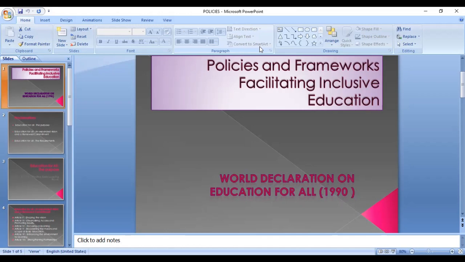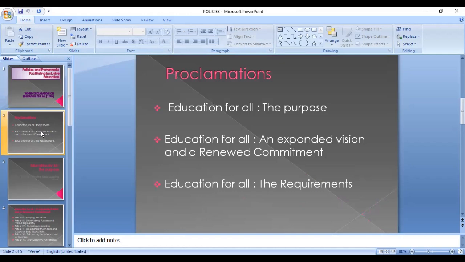It comes under international declarations. So these are the proclamations. Means after all the countries meet together, they will decide. So these are some of the proclamations which they have given after meeting, in 1990.